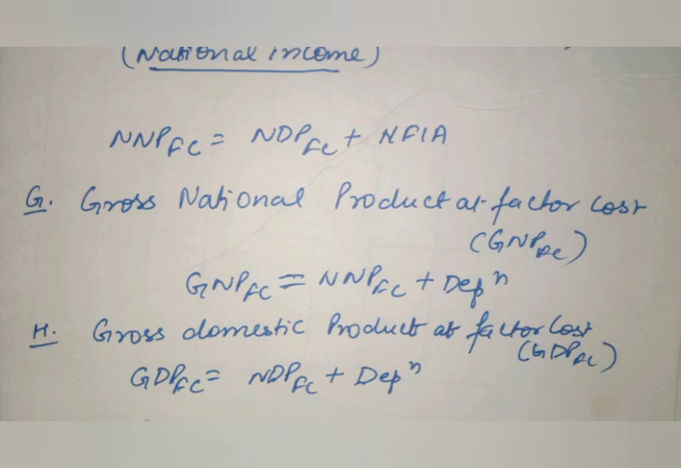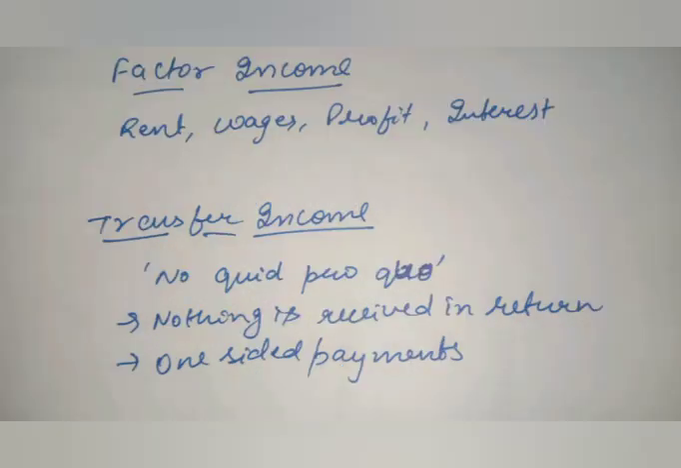In NDP FC, we need to understand the concept of factor income and transfer income. Factor income we have already discussed in our previous videos, which means rent, wages, profit, interest, which are the payments made to the factors of production.